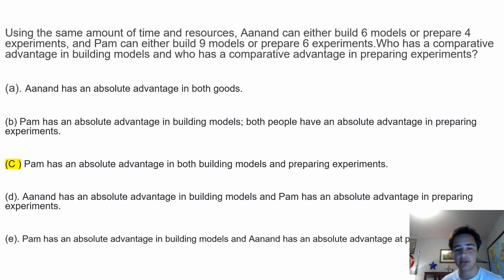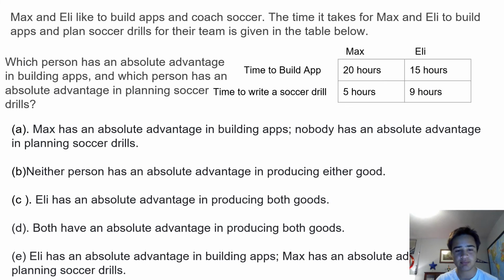Alright, so the correct answer is C, because Pam can build 9 models, but Anand builds only 6, so Pam has an absolute advantage in models. Pam can prepare 6 experiments, but Anand can only prepare 4, so Pam also has an absolute advantage in preparing experiments. Let's look at another problem.